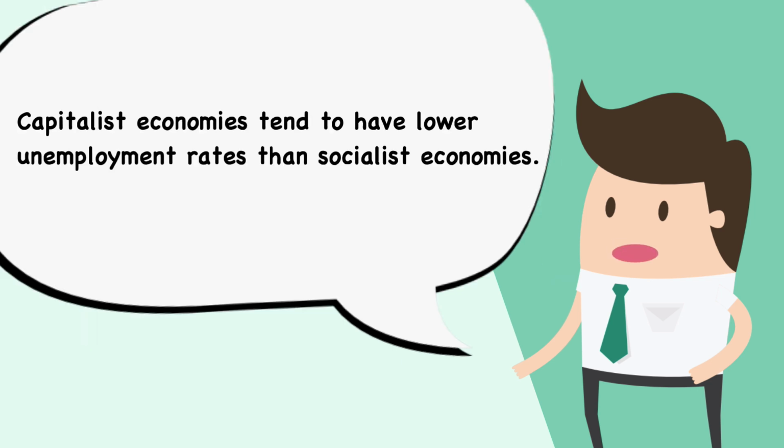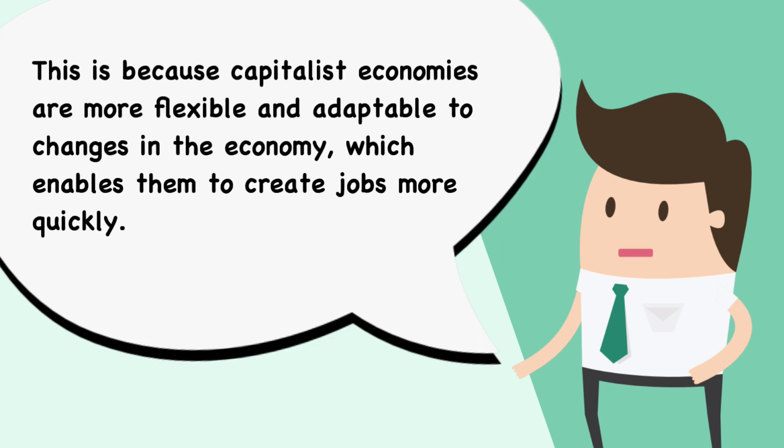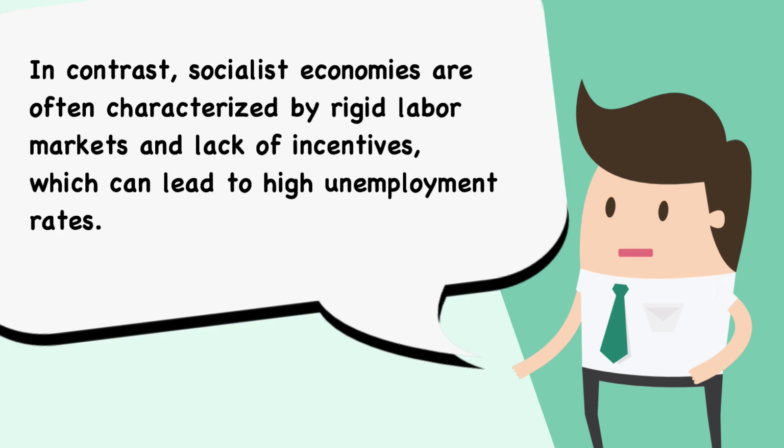Capitalist economies tend to have lower unemployment rates than socialist economies. This is because capitalist economies are more flexible and adaptable to changes in the economy, which enables them to create jobs more quickly. In contrast, socialist economies are often characterized by rigid labor markets and lack of incentives, which can lead to high unemployment rates.